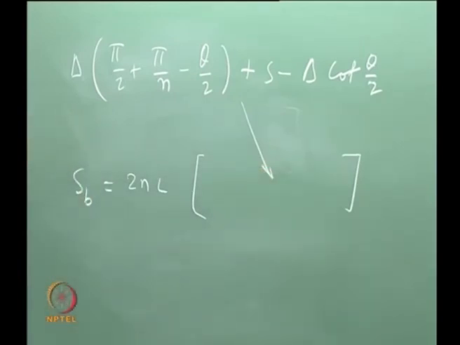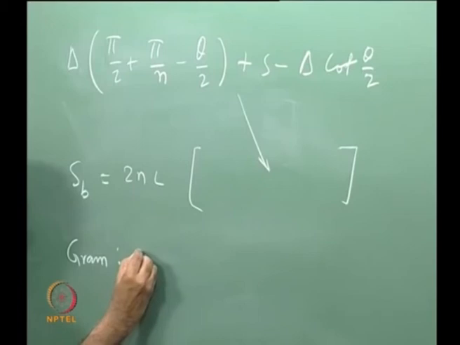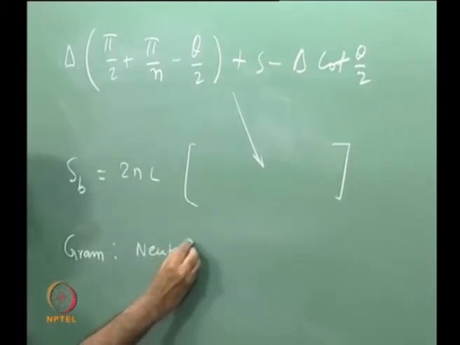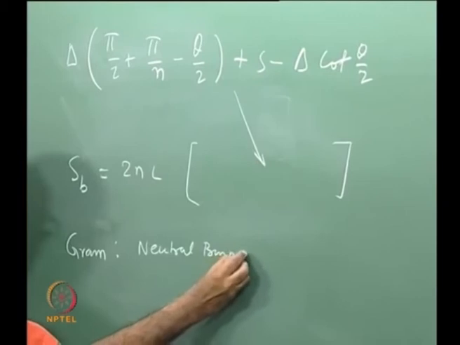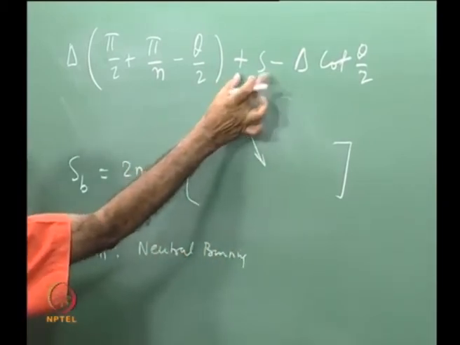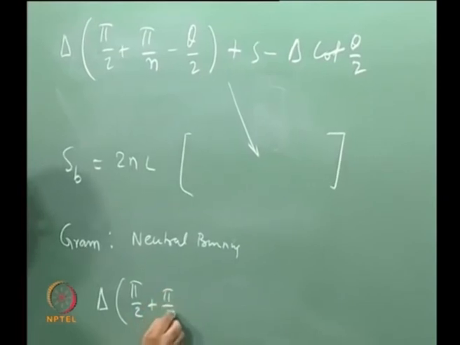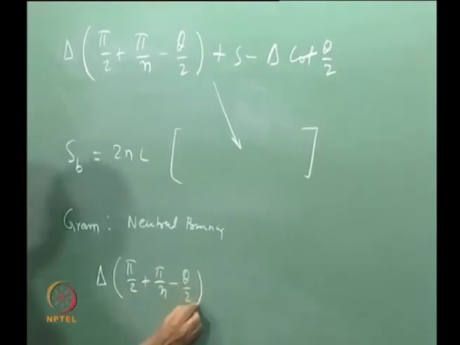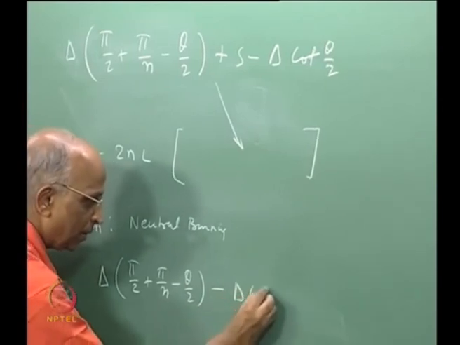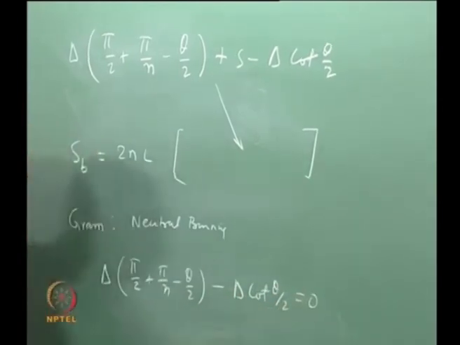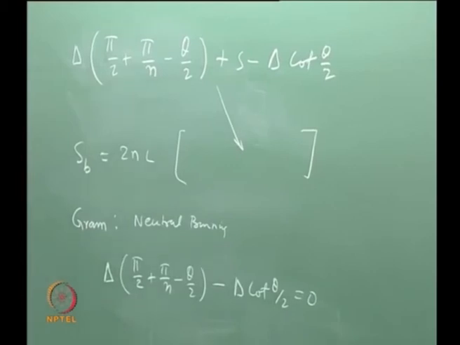Right. Supposing I want to form a particular star grain which is, let us say, neutral burning. If it is neutral burning, what must happen? It must always be S. In other words, for neutral burning it is necessary for me to have delta into pi by 2 plus pi by n minus theta by 2 minus delta cot theta by 2 equal to 0. That means I will have neutral burning, and what is it I get?